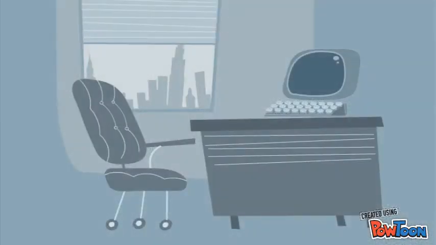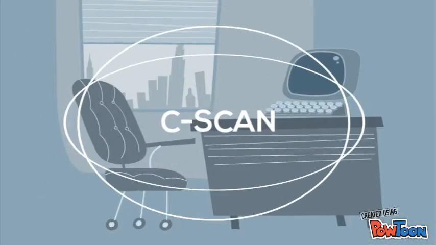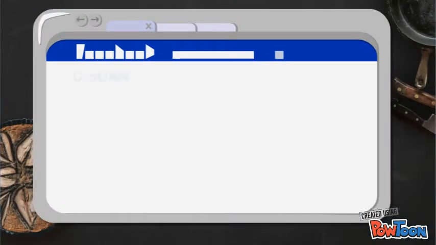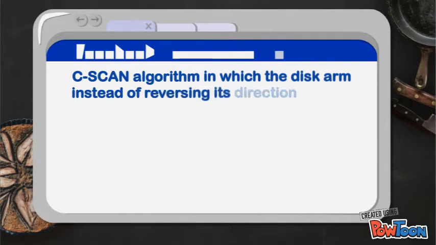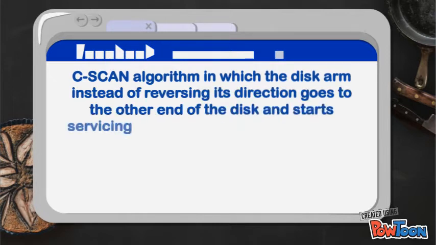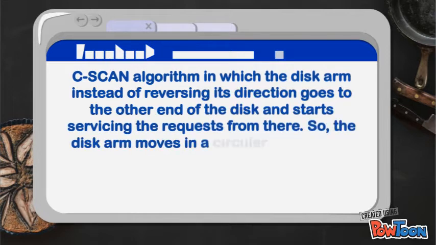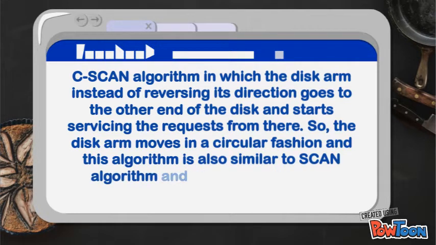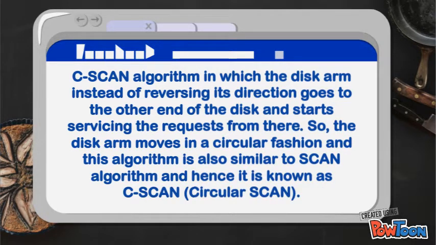Let's go to our fourth algorithm, which is the C-scan. In the C-scan algorithm, the disk arm, instead of reversing its direction, goes to the other end of the disk and starts servicing the requests from there. So, the disk arm moves in a circular fashion, and this algorithm is also similar to the scan algorithm, and hence it is known as C-scan or circular scan.